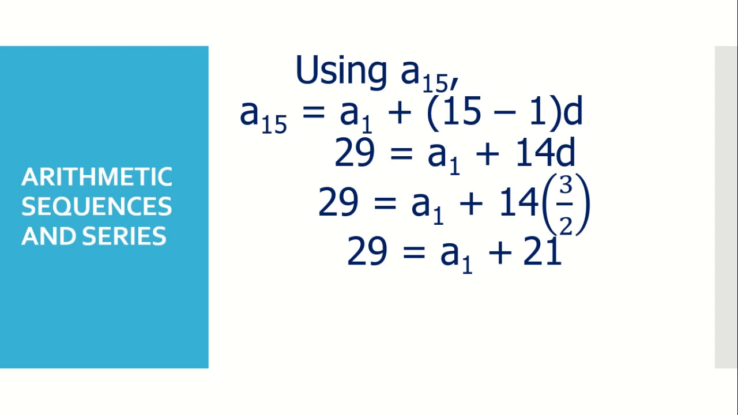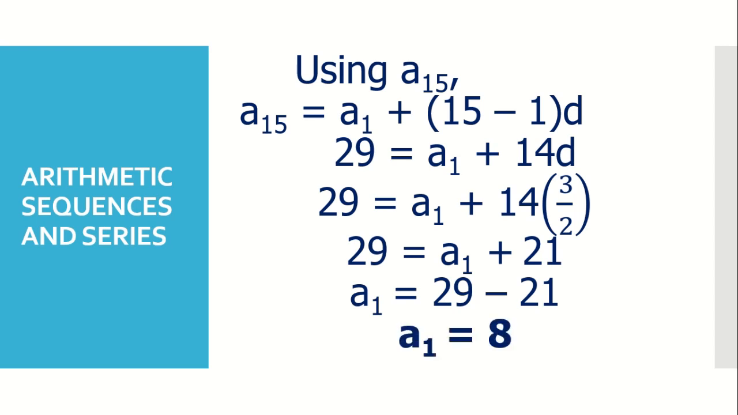To find for a sub 1, we use addition property of equality to eliminate positive 21 on the right side. So we will add negative 21 both sides. Therefore, you will have a sub 1 is equal to 29 minus 21, which is equal to 8.